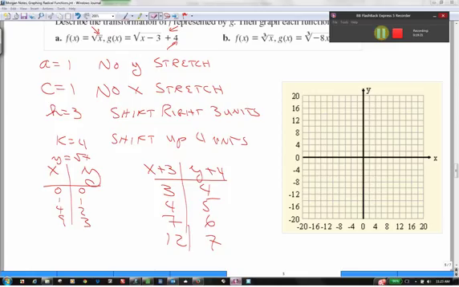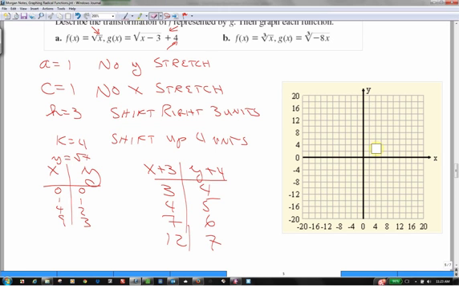Okay, now that we have the table, let's go ahead and plot it. So I'm going to have (3, 4), (4, 5), (7, 6), and (12, 7).